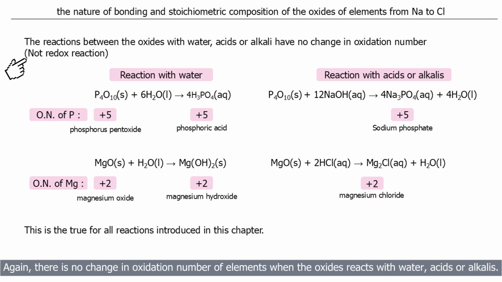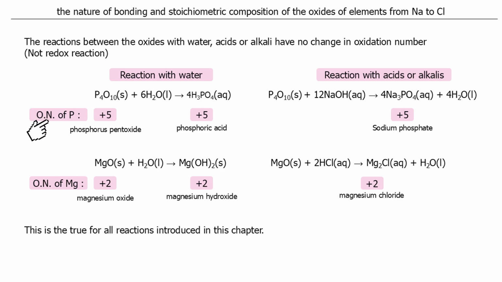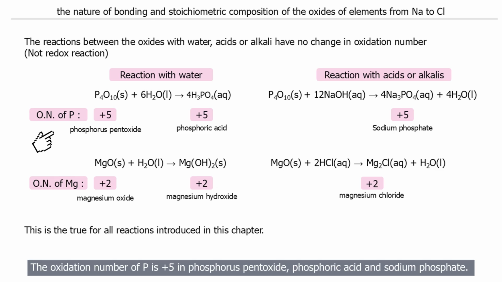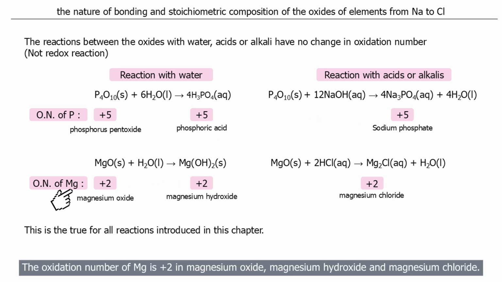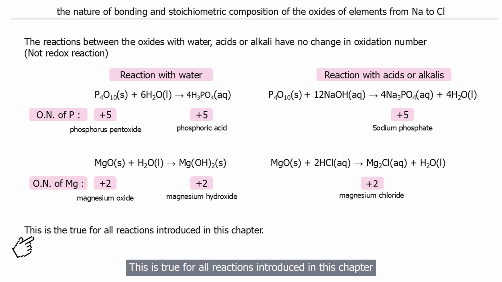Again, there is no change in oxidation number of elements when the oxides react with water, acids, or alkalis. No redox reaction occurs. For example, the oxidation number of phosphorus is +5 in phosphorus pentoxide, phosphoric acid, and sodium phosphate. The oxidation number of magnesium is +2 in magnesium oxide, magnesium hydroxide, and magnesium chloride. This is true for all reactions introduced in this chapter.